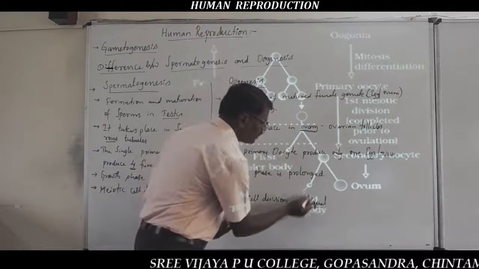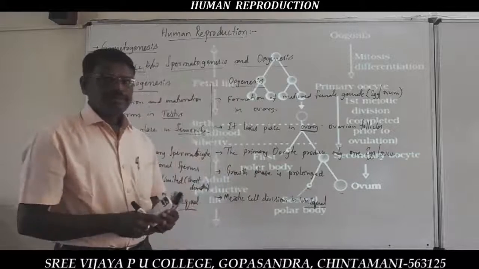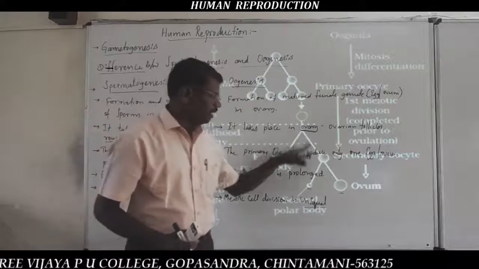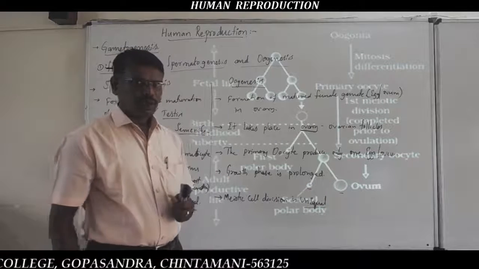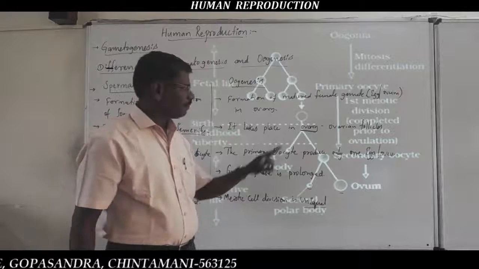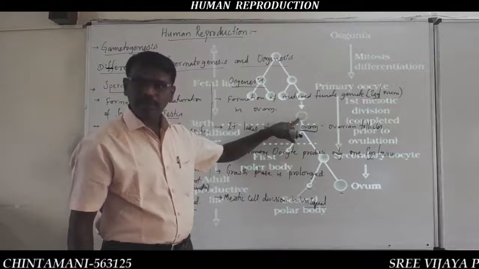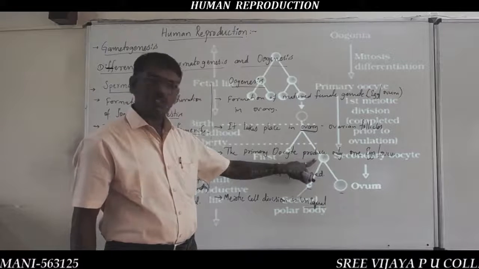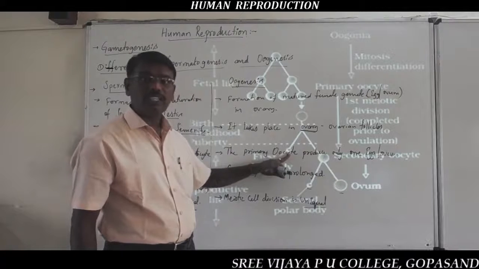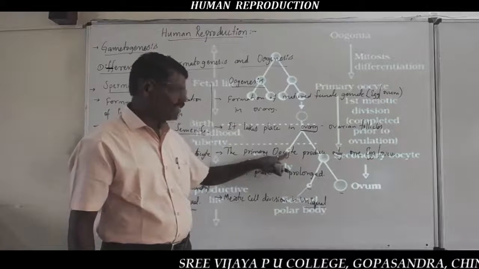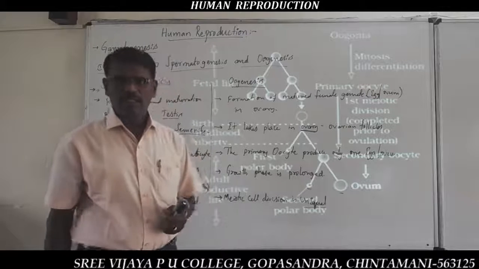So the unequal nature is nothing but one smaller cell and one larger cell are formed. In the first meiotic division, the secondary oocyte is larger. Why it is larger: the nutrient-rich cytoplasm present in the primary oocyte has totally entered into the secondary oocyte. There is an absence of nutrient-rich cytoplasm in the polar body. So it is a teeny, small body, and that small body is called the polar body.